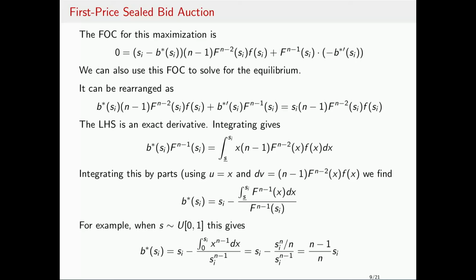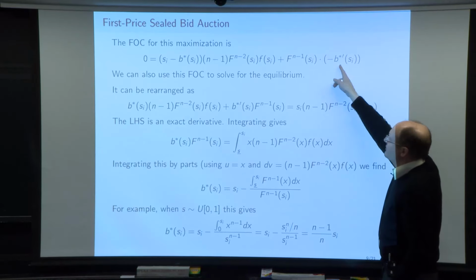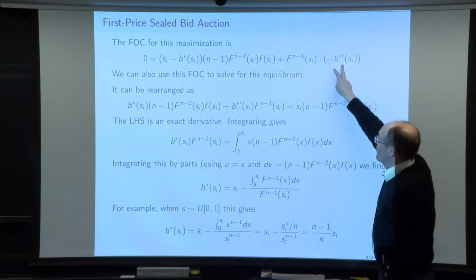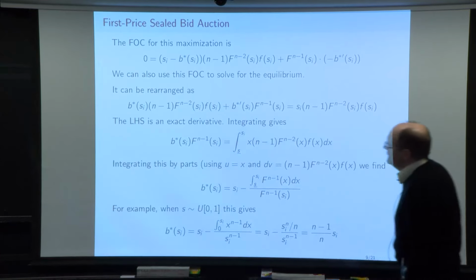Second thing I'm going to do with that first order condition is I'm actually going to solve this auction. And again, this is something that it should not work, but the model is sort of elegantly designed so that it does work. So this was our first order condition that determined the optimal bid. I'm going to rearrange it by putting all the things with negative signs on the left side. So I put the B star prime term on the left side, and I put this B star times this stuff on the left side.